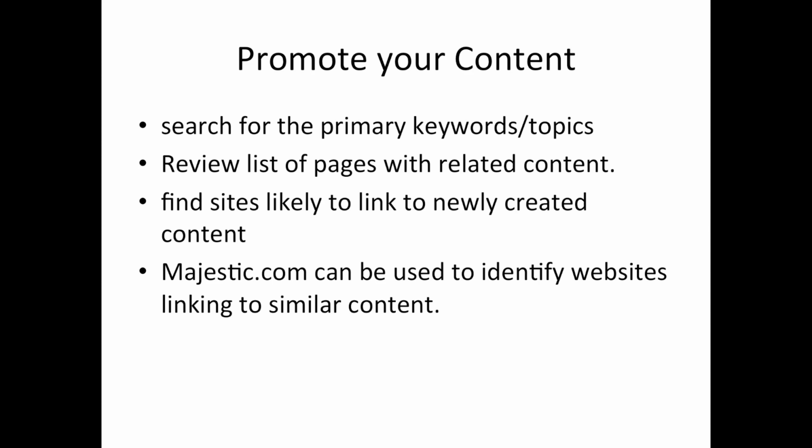So you search for the keyword topics within your industry. You review the list of pages and media that it comes out with. Then your goal is to find content that already has a lot of backlinks, because then you know that is an attractive topic. You can use sites like majestic.com to identify websites that are linking to similar content. We'll talk more about that in detail.